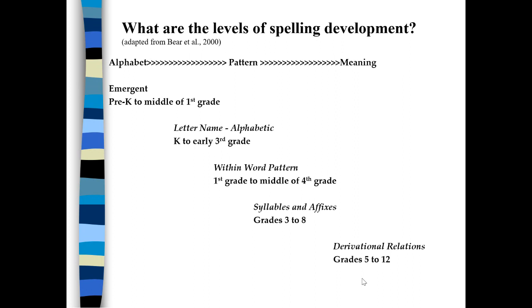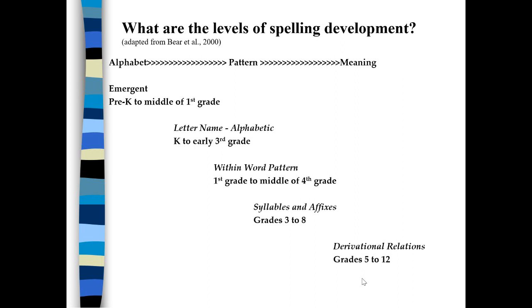So we have the emergent group, which is usually what we think of as our young babies, like the pre-K and the up to first graders. Letter, name, alphabetic can go from kinder to third grade. This is where the students are recognizing the names of the letters, the sounds of the letters, and they're starting to put those together.